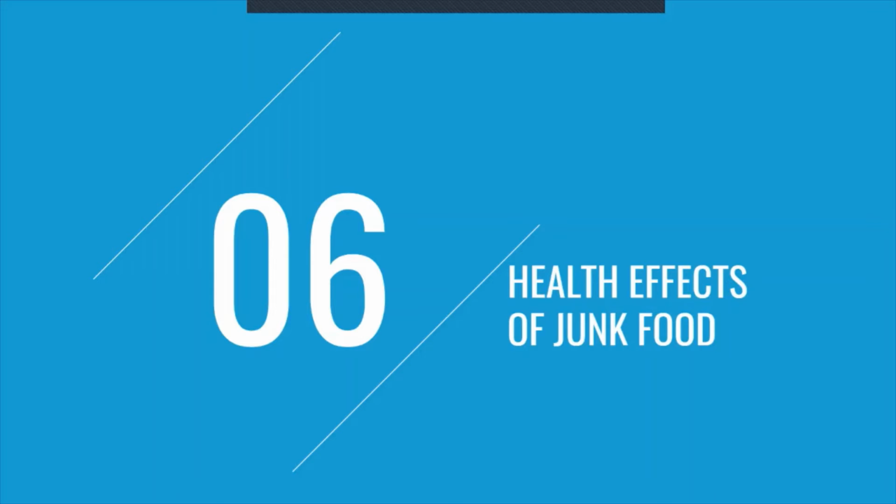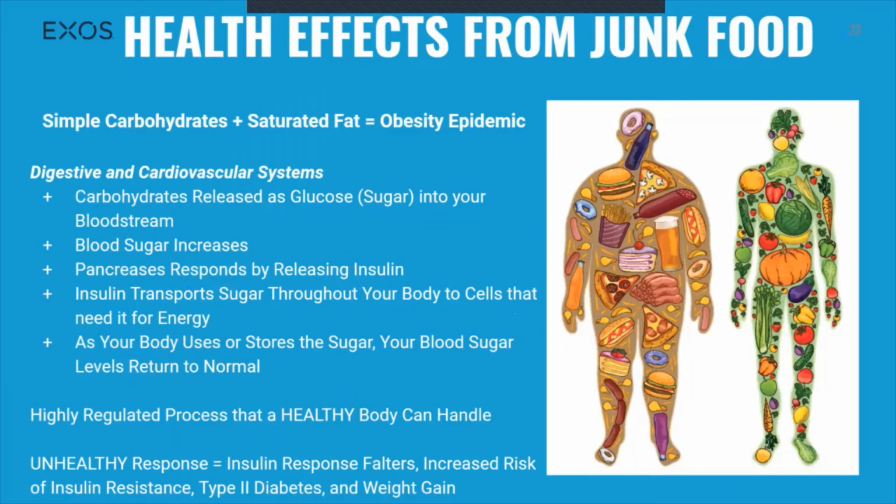So, the health effects of junk food. Most fast food, including drinks and sides, are loaded with carbohydrates with little to no fiber. When your digestive system breaks down those foods, the carbs are released as glucose, or sugar, into your bloodstream. As a result, your blood sugar is going to increase. So your pancreas responds to the surge in glucose by releasing insulin. Insulin transports sugar throughout your body to cells that need it for energy. And as your body uses or stores the sugar, your blood sugar is going to return to normal.